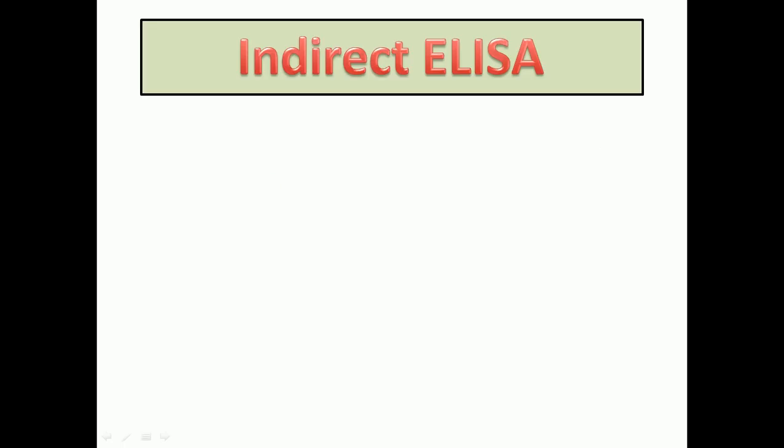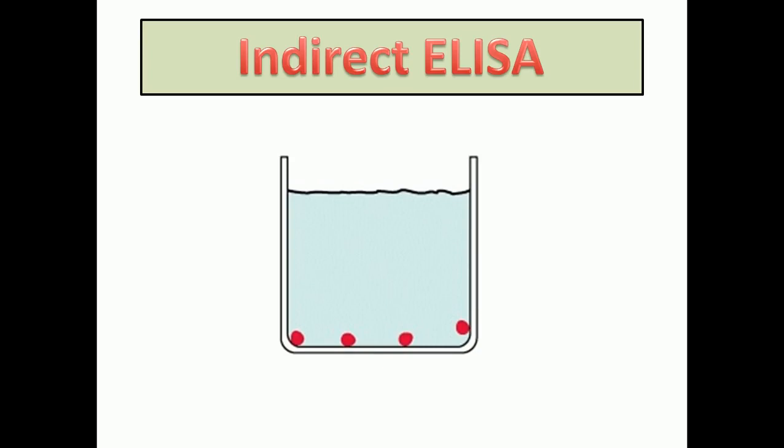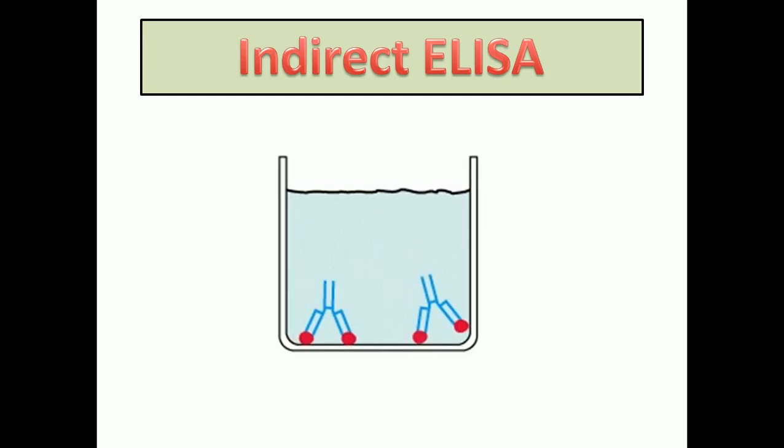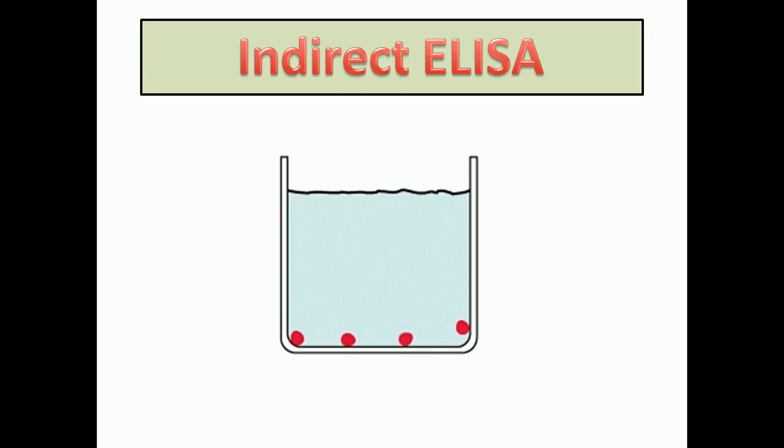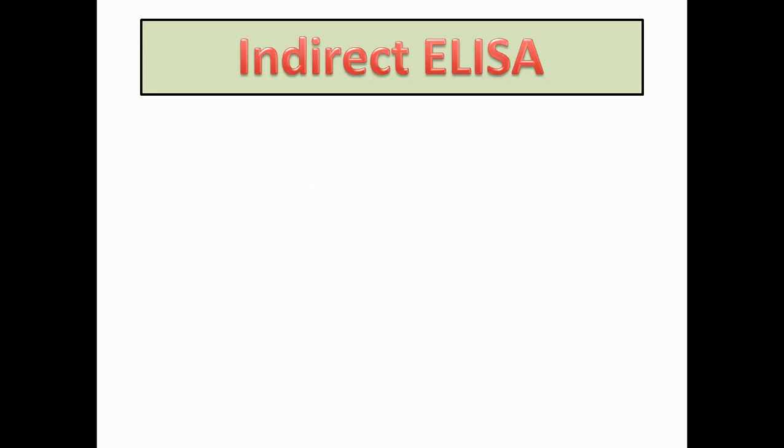But in the indirect ELISA, what happens? Let's say this is the well. What we're looking at right now is the structure of the wells, not the overall structure of the microtiter plate. If this is the well, we add the sample into that well. Now the second stage of reaction is to add the antibodies.